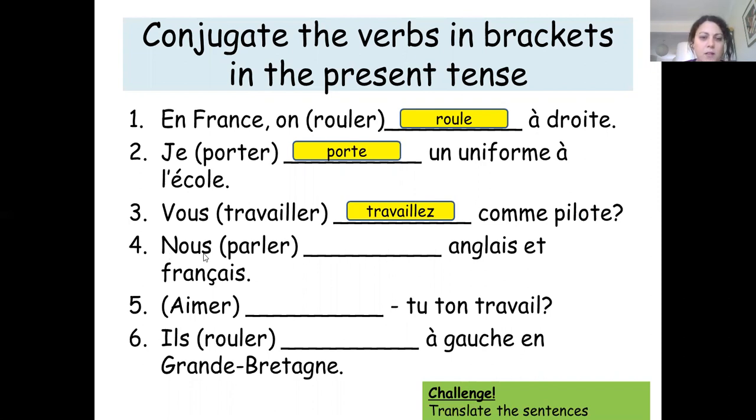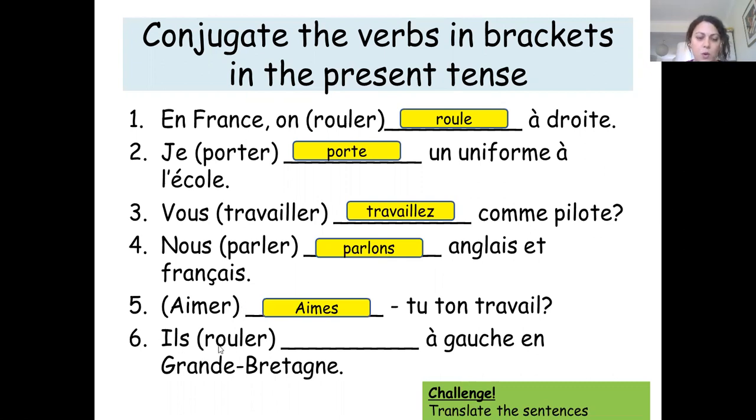Number 4, we have parler. ER verbs. We need to remove ER and add the ending for nous. For ER verbs it is ONS. So we have PARL without the ER. We add ONS afterwards. Nous parlons anglais et français. We speak English and French. Do you like your work? Okay. We have tu here and aimer. Aimer, we remove ER. We have the stem AIM. And we add the ending for tu for ER verbs, which is ES, giving us aimes-tu ton travail.